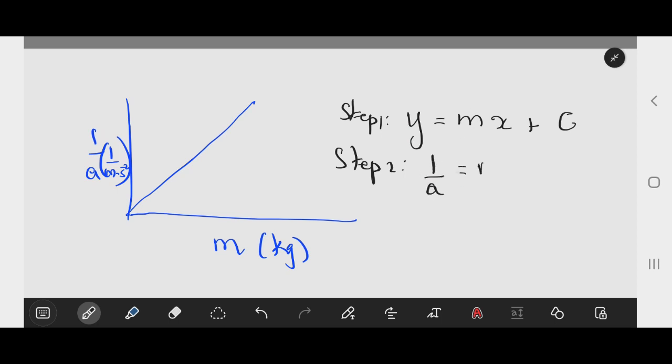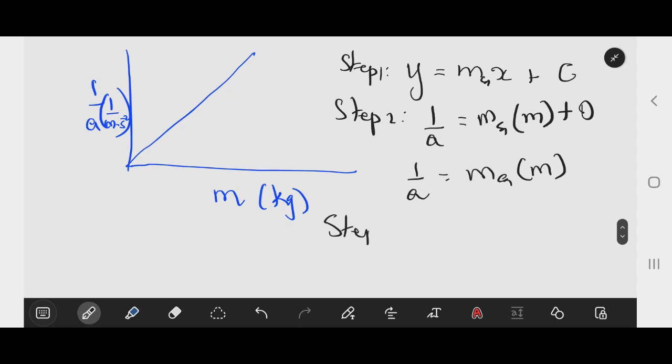And that m is the gradient, not the mass of the object. And then in the x, we have our mass, which is m, and the value of c, which is our y-intercept, is 0. So for step number 2, we obtain 1 over a equal to the gradient multiplied by the mass.